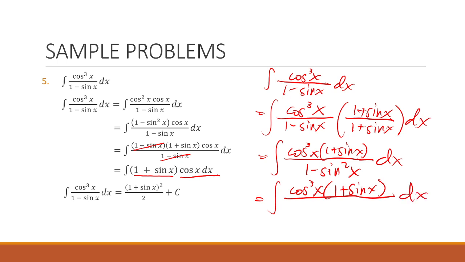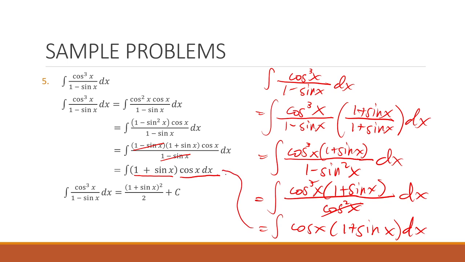dx. 1 minus sine squared x, of course, is the Pythagorean identity of cosine squared x. So cosine squared x, cancel out ang cosine squared x, maiwan is what? Cosine x 1 plus sine x dx. Okay, so which is the same as this one. Okay, so we can proceed.